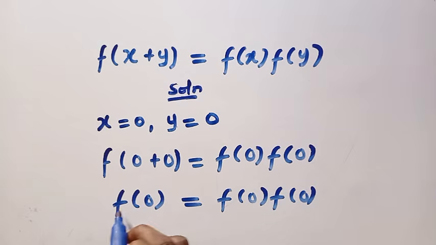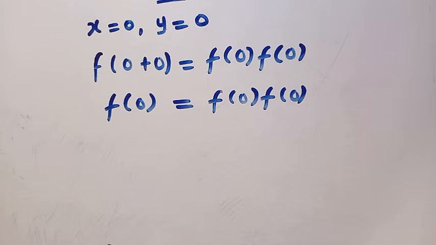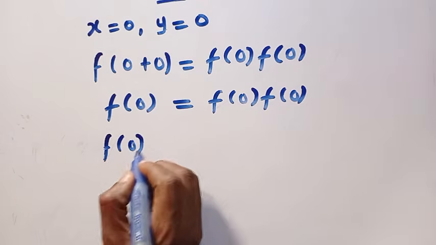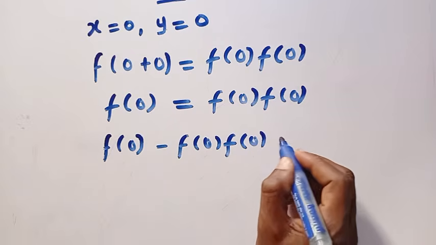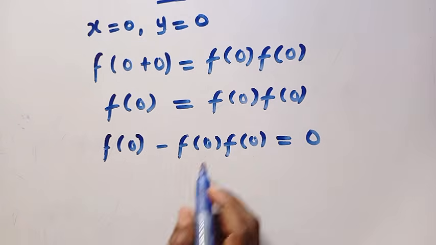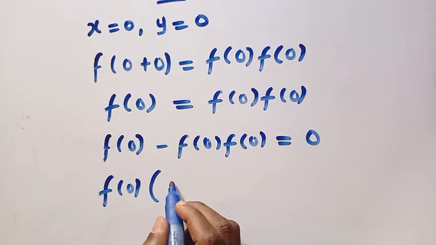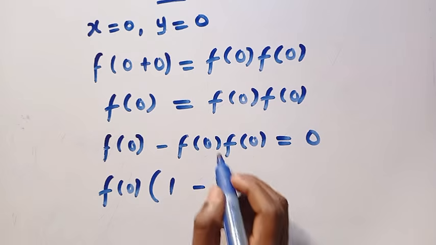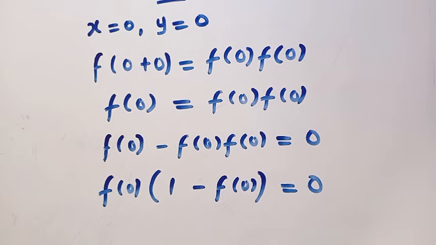So looking at this side, this is f of 0, this is f of 0. Cancelling is not a good step, so you have to leave it like this and we collect the like terms. By taking the whole of this to the left hand side, we are going to have f of 0 minus f of 0 multiplied by f of 0 equals 0. So by factoring out f of 0, in the bracket we have 1 minus f of 0, everything equals 0.